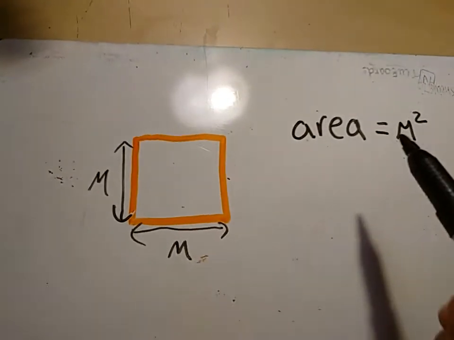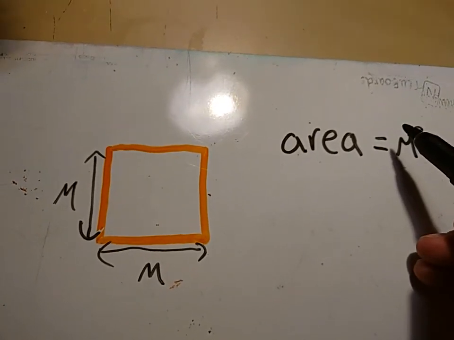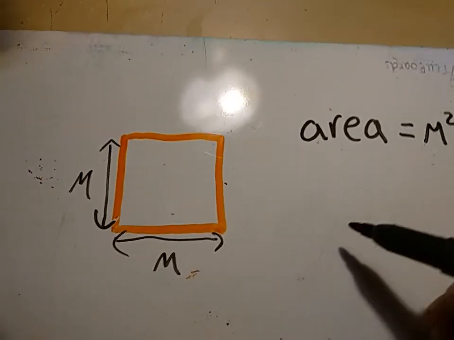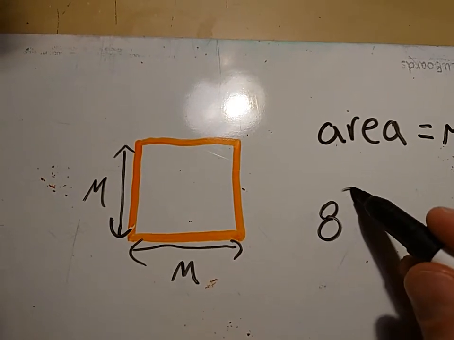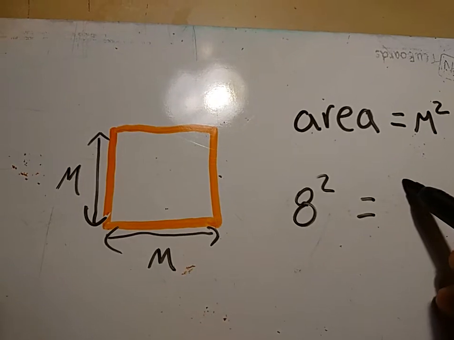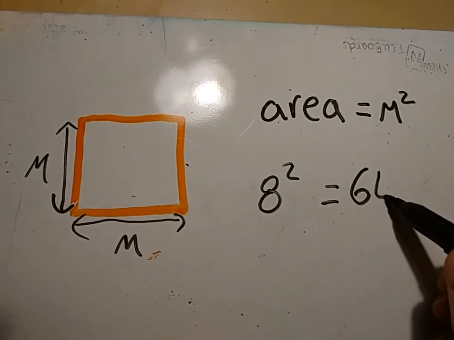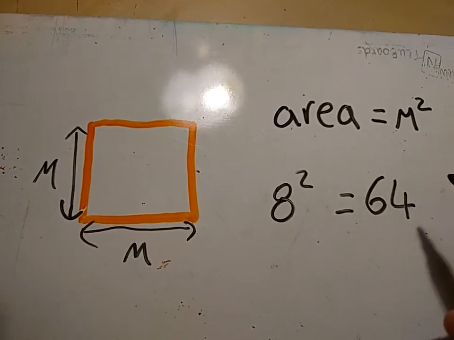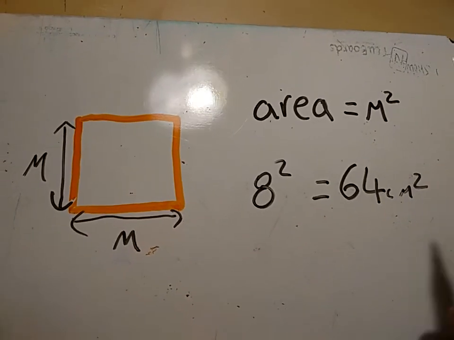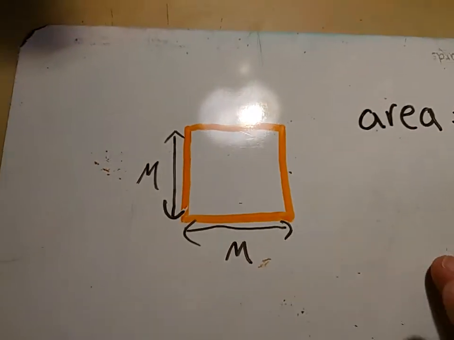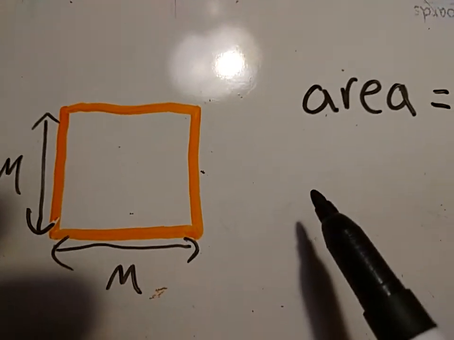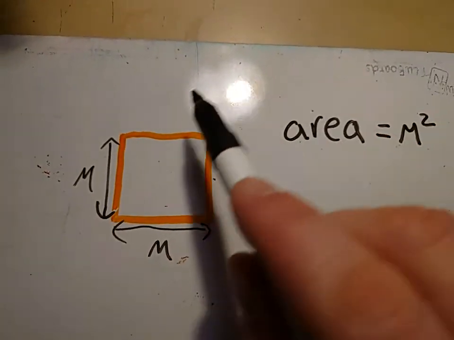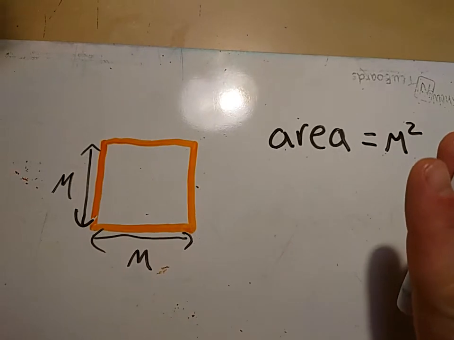I could have another one then, which is 8. So now they're 8 meters. So I need to do 8 squared, which is 64. Whatever it is, centimeters squared, whatever we measured it in. That might be 8 meters, 8, whatever. Okay. So what we've done here is we've made a formula to work out the area of any square.